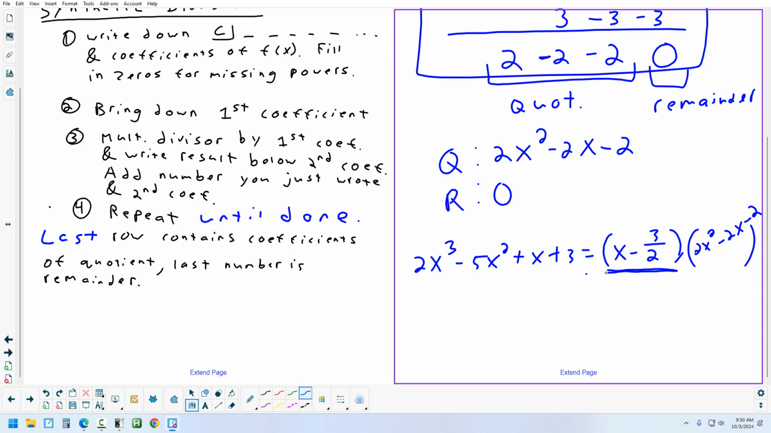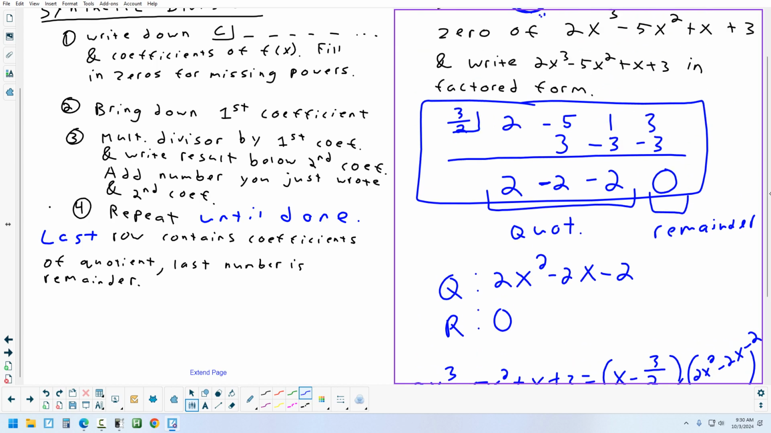Yeah. How do you know your exponents on the quotient? The exponents, so you start, that's always the constant, then that one is the linear, and then that one is squared. The next one would be cubed, and then the next one would be to the 4th. You always start with the constant and then work your way up to as many exponents as you need.